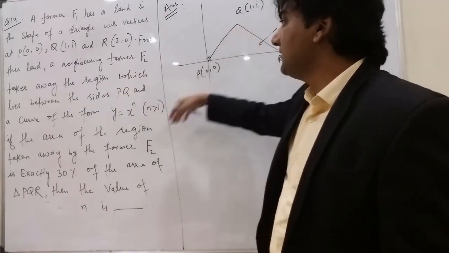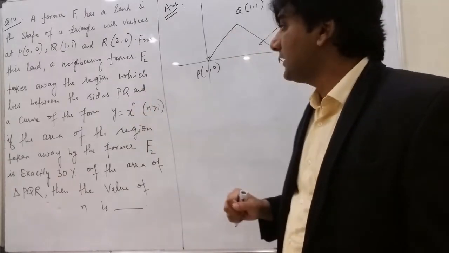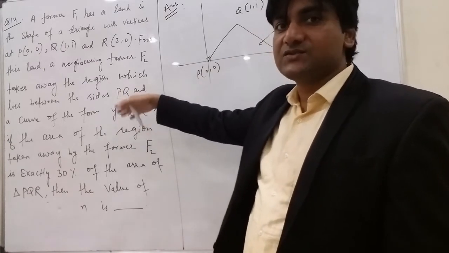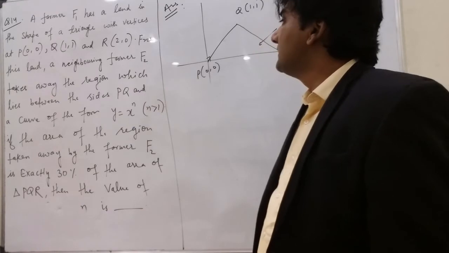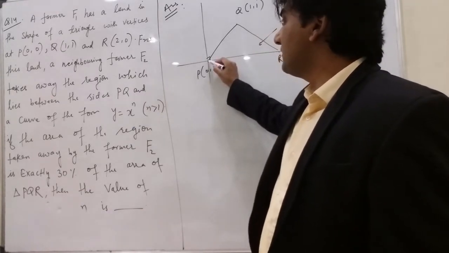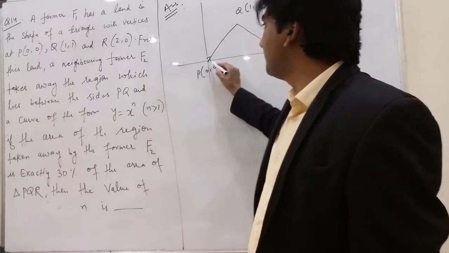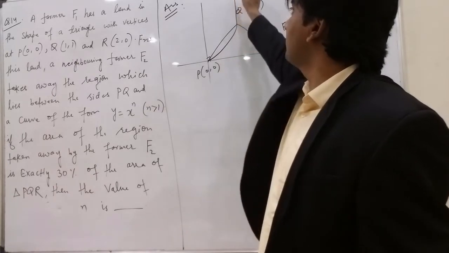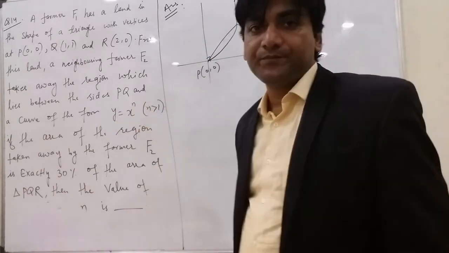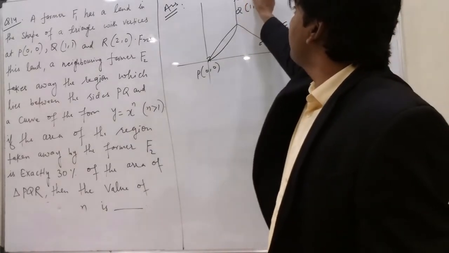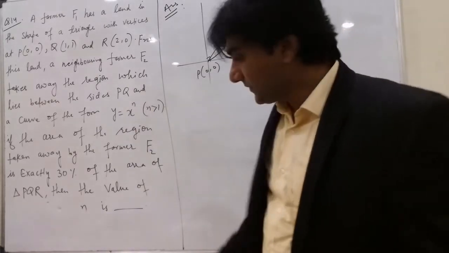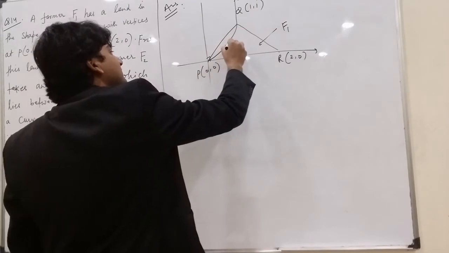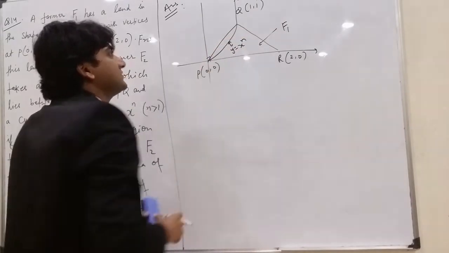So this x raised to n will be like x square, x cube, x raised to 4, x raised to 5, something like that. Which kind of graph will it be? If you put x as 0, then y will be 0. If you put x as 1, then y equals 1. It means the graph will be like this. It will go up like this because n is greater than 1. This graph has the equation y equals x raised to n.